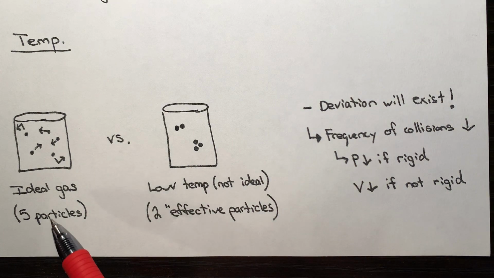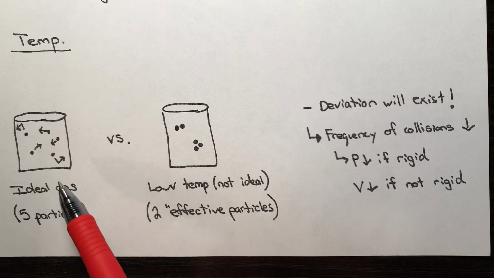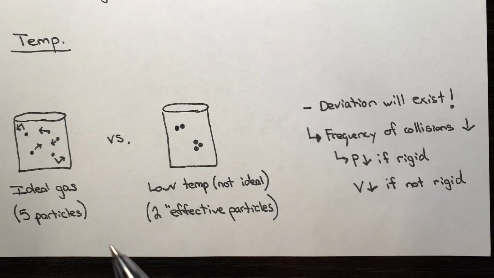Imagine that we are talking about an ideal gas, so this is going to be at high temperatures. And just for simplicity's sake, we have 5 particles here, so they're all acting independently. We see that they're colliding with each other, but they're also colliding with the inside walls of their container. Versus at really low temperatures, where things are not ideal.